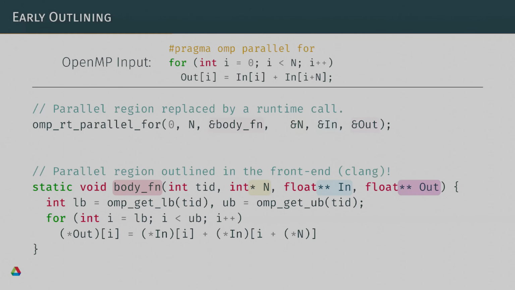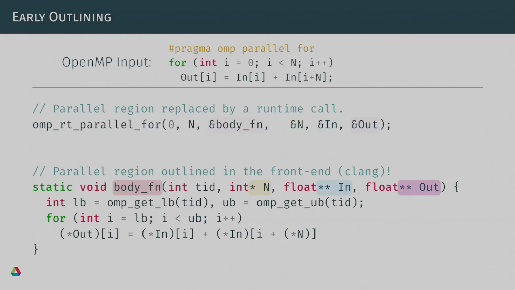And what that means, if you look at the code inside of the body function, is that we have to first dereference n, in and out before we actually get to the value we're looking for. So we basically introduced one level of indirection here. And that should concern you, because a level of indirection is always bad for performance.